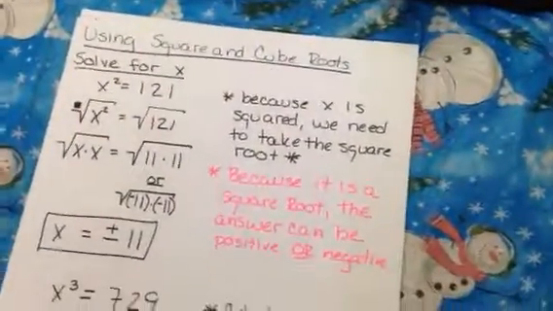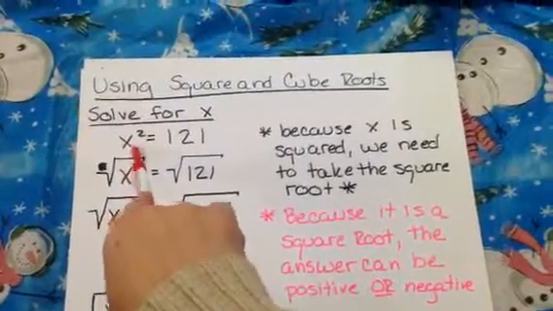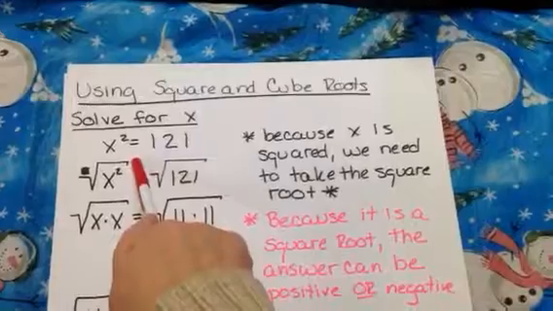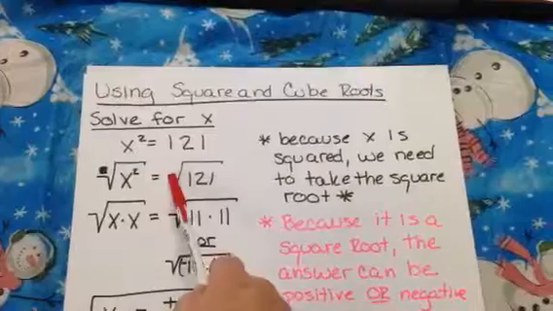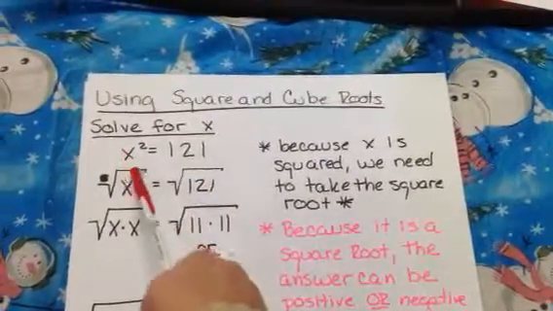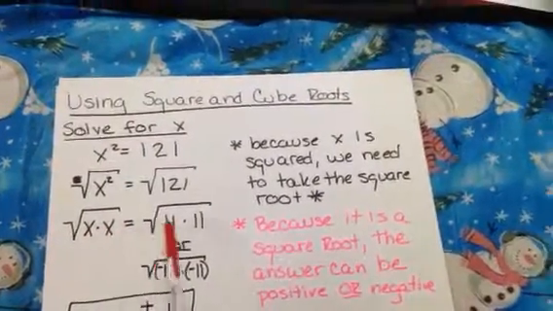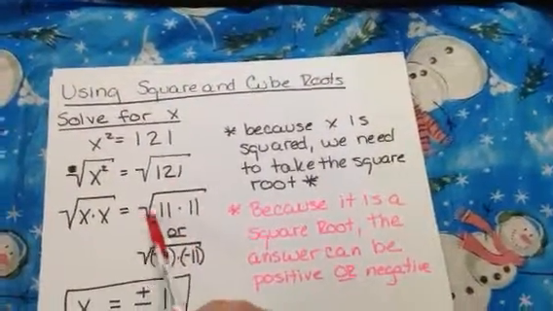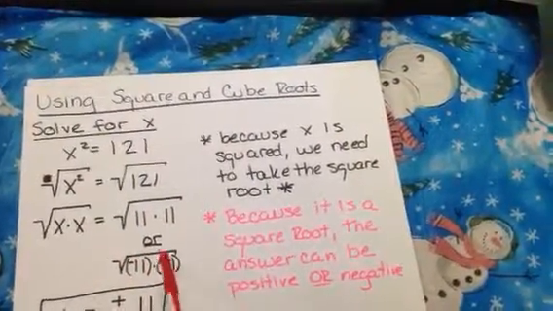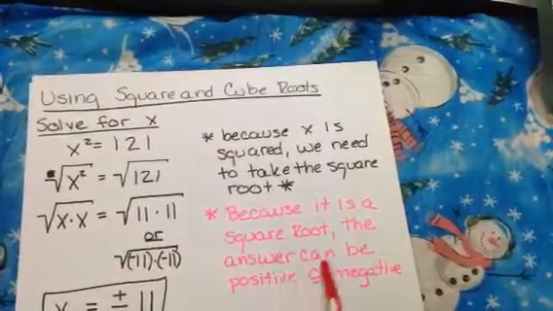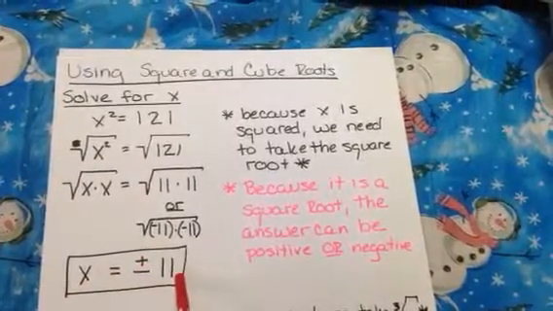Now we can use these square and cube roots if you're asked to solve for x. So let's say you were given this equation. X squared equals 121. Solve for x. Well, because x is squared, we need to take the square root. So square root of x squared equals the square root of 121, because what you do to one side, you must do to the other. Square root of x squared, well, that's x. Square root of 121 is either the square root of 11 times 11, or the square root of negative 11 times negative 11. Now, because it's a square root, the answer can be positive or negative. So x is equal to positive or negative 11.